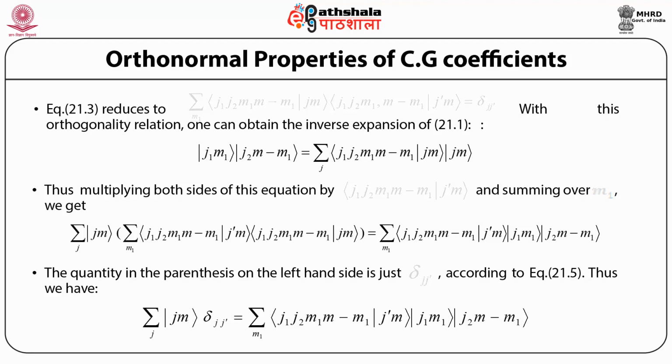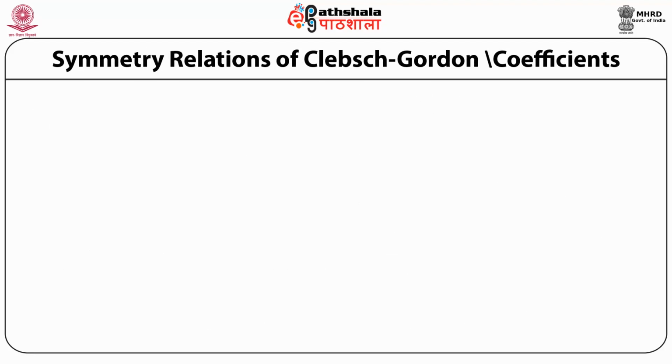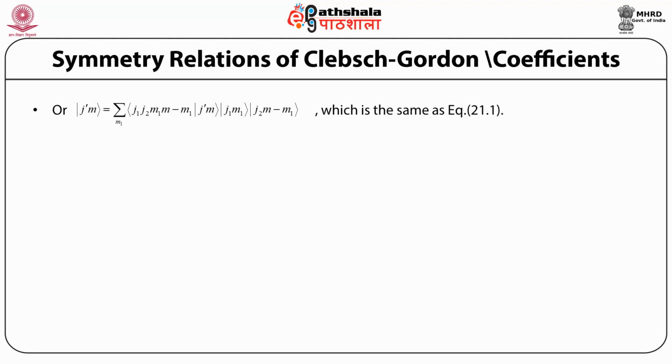Symmetry relations of Clebsch-Gordan coefficients. Now our ket |j' m⟩ is equal to the sum over m1 of ⟨j1 j2 m1, m−m1|j' m⟩ into the ket vector |j1 m1⟩ operating over |j2, m−m1⟩, which is the same as equation 21.1.